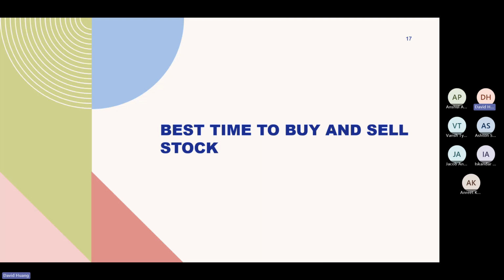So we're given an array of prices where prices[i] is the price of a given stock on the ith day. You want to maximize your profit by choosing a single day to buy one stock and choosing a different day in the future to sell the stock. So your goal is to maximize the profit you can achieve from this transaction.